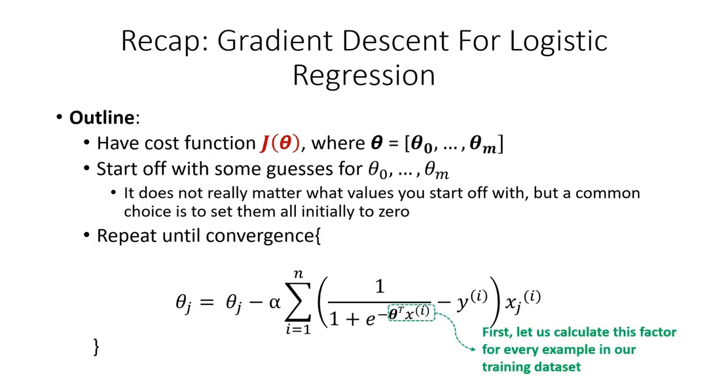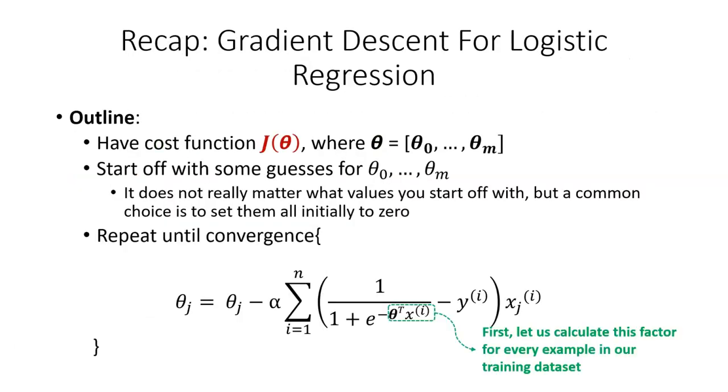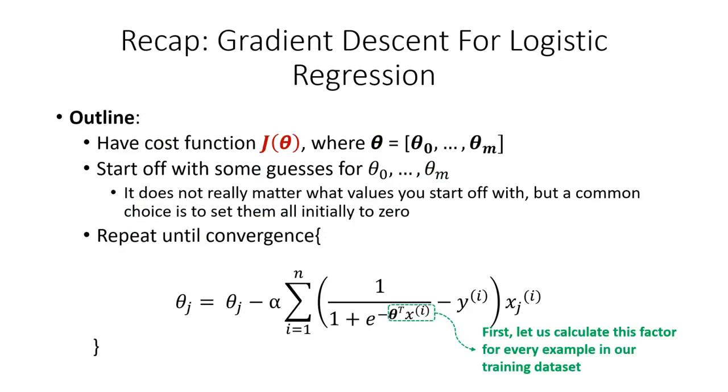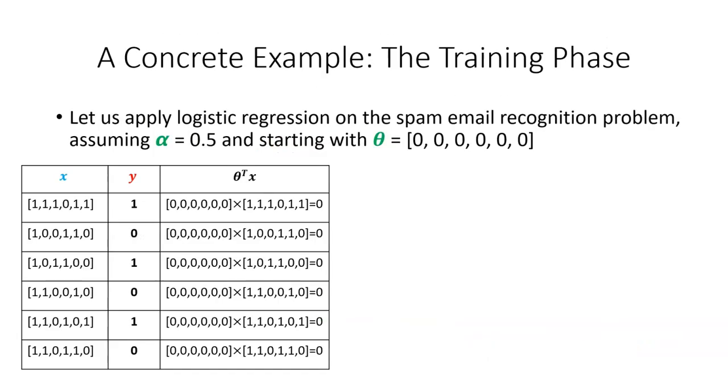First, let us calculate this factor for every example in our training set. There is a more concrete example here, where different values are given. So how many values do we have? Six values, including x0, from x0 to x5, which totals six. There are different pairs, with different values of x and y. And we have theta, and the learning rate alpha as well.